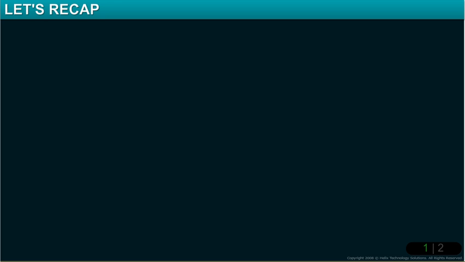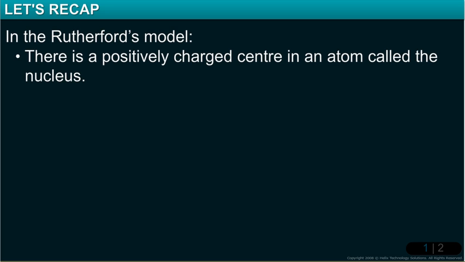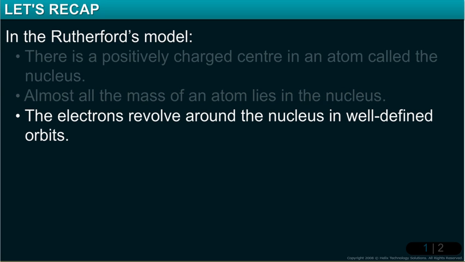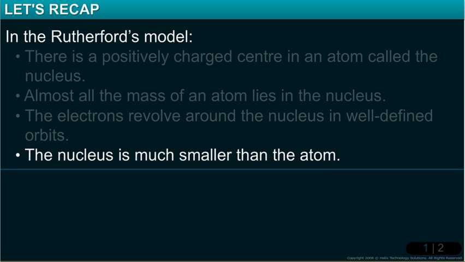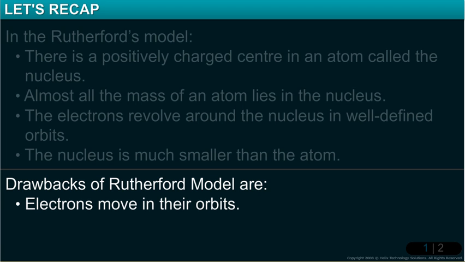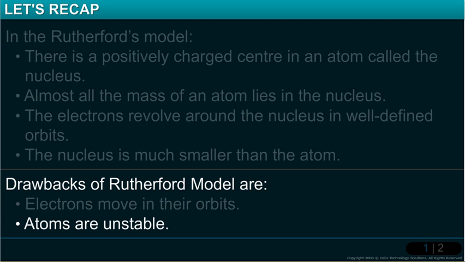In this module, you have learnt that in Rutherford's model, there is a positively charged center in an atom called the nucleus. Almost all the mass of an atom lies in the nucleus. The electrons revolve around the nucleus in well-defined orbits. The nucleus is much smaller than the atom. Drawbacks of the Rutherford model are: electrons lose energy as they move in their orbits, and atoms are unstable.